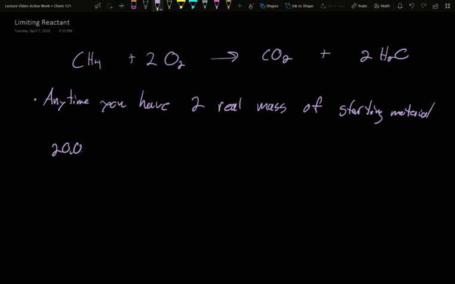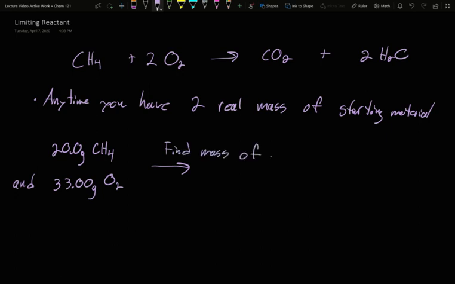Let's try 20 grams of CH4 and 33 grams of dioxygen. Well, we're given 2 real starting weights, and our question is that we want to find the mass of CO2 formed. So I'm going to throw these 2 gases in a container, light it on fire, and make some carbon dioxide. One of them will run out first. So the maximum carbon dioxide I can make will be dependent on whichever runs out first.